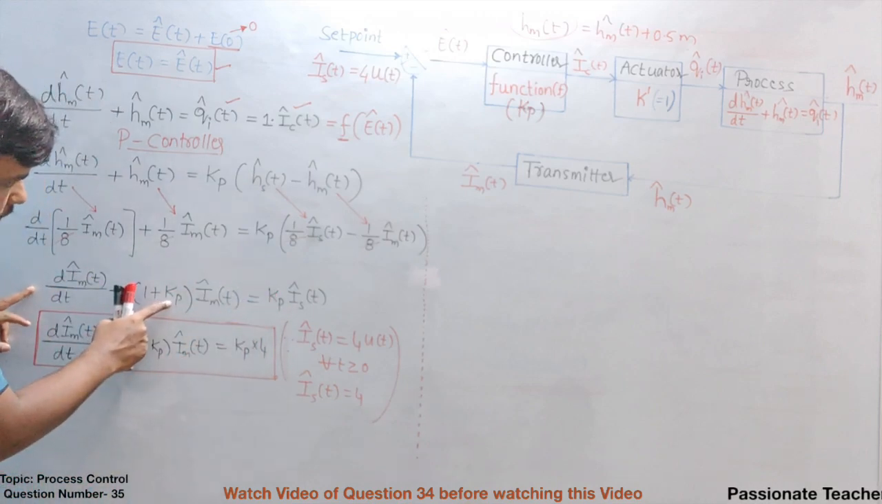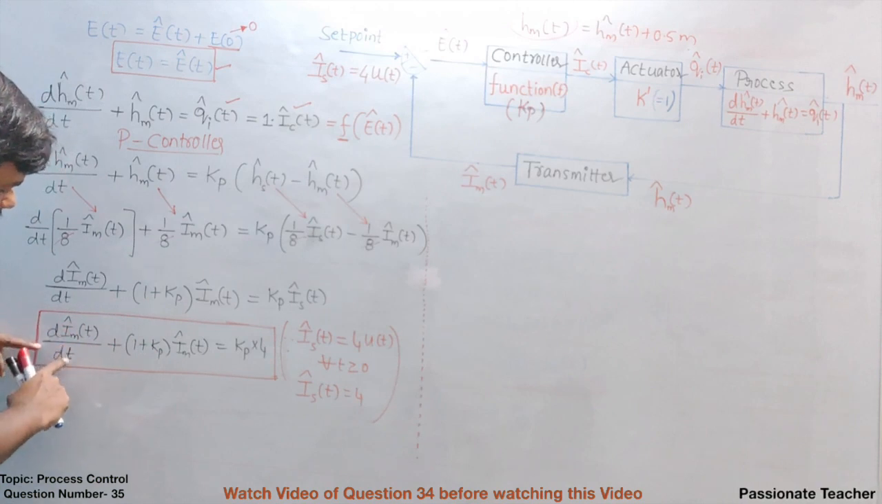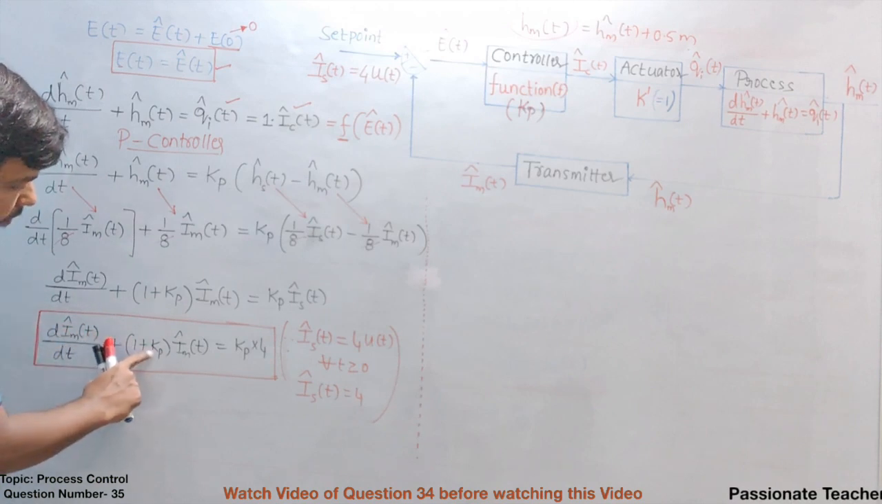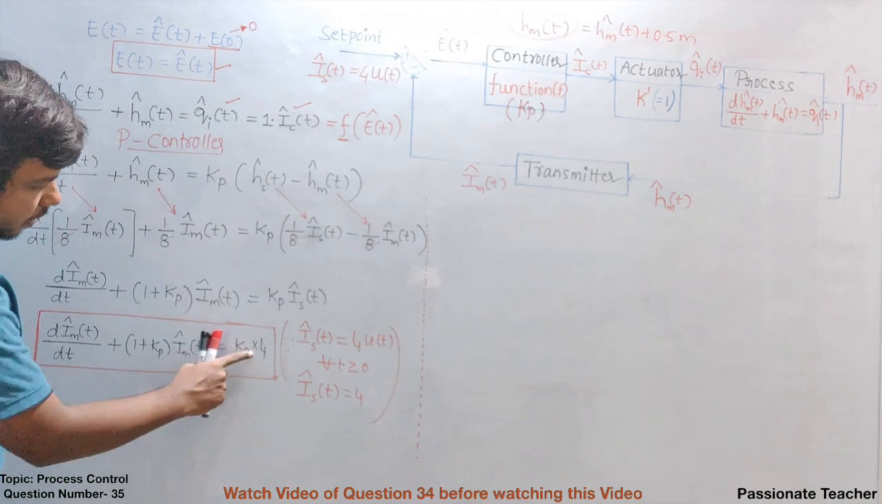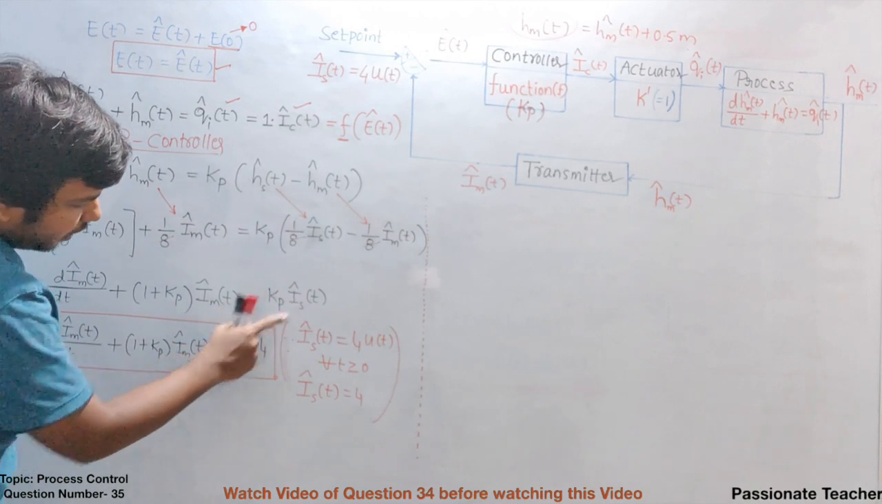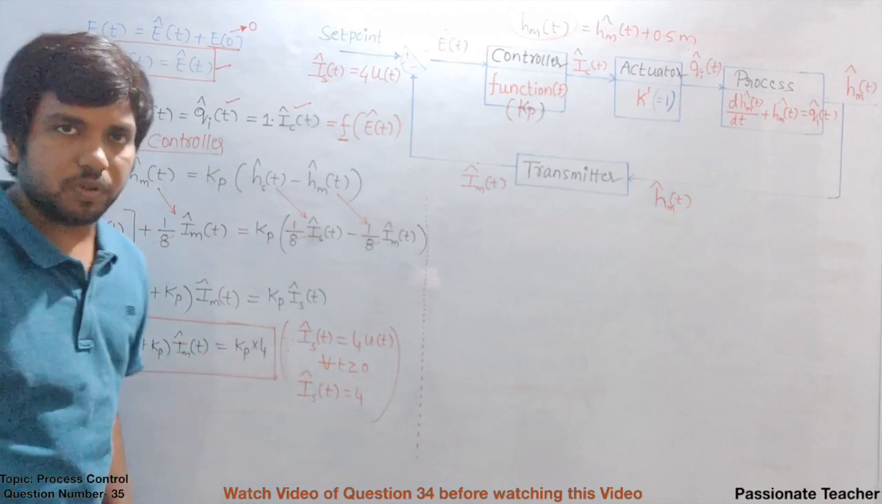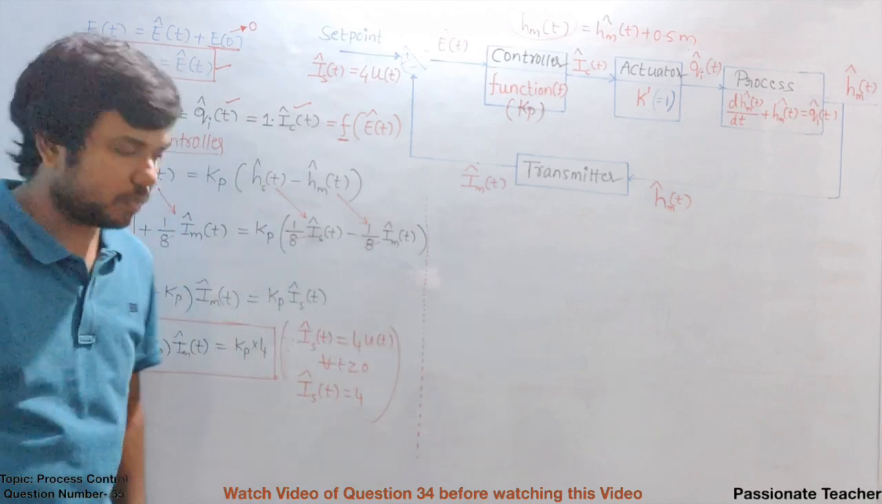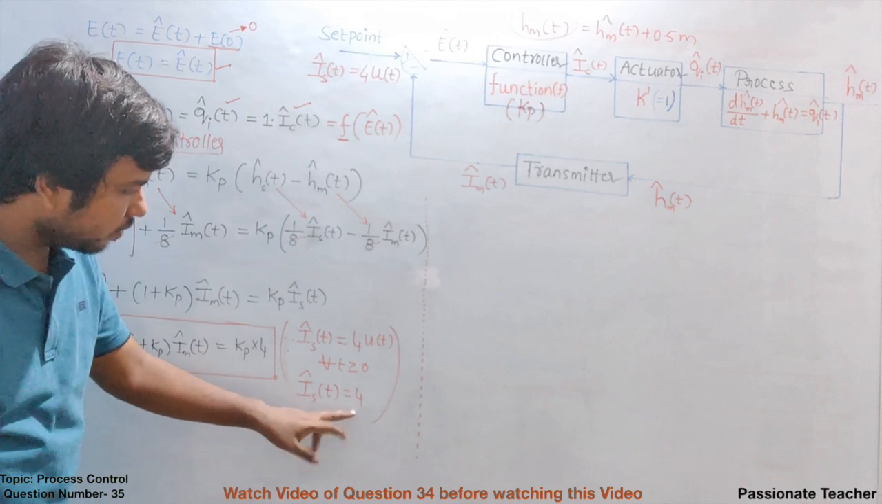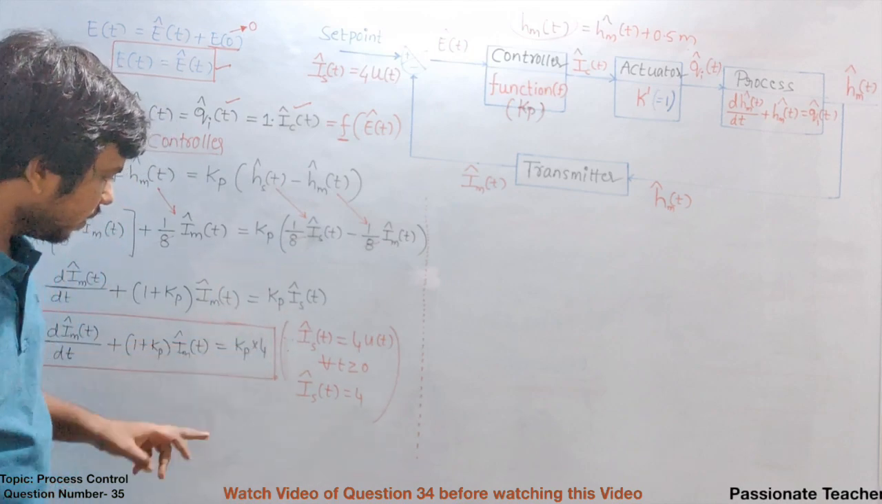So now if you rewrite this slowly: d Im cap of t by dt plus (1 plus Kp) into Im cap of t is equal to Kp into this Is of t, which can be written as 4 into u of t, for all t greater than or equal to 0. That means after 9 o'clock in the process, Is cap of t will be equal to 4. That I have written exactly here.